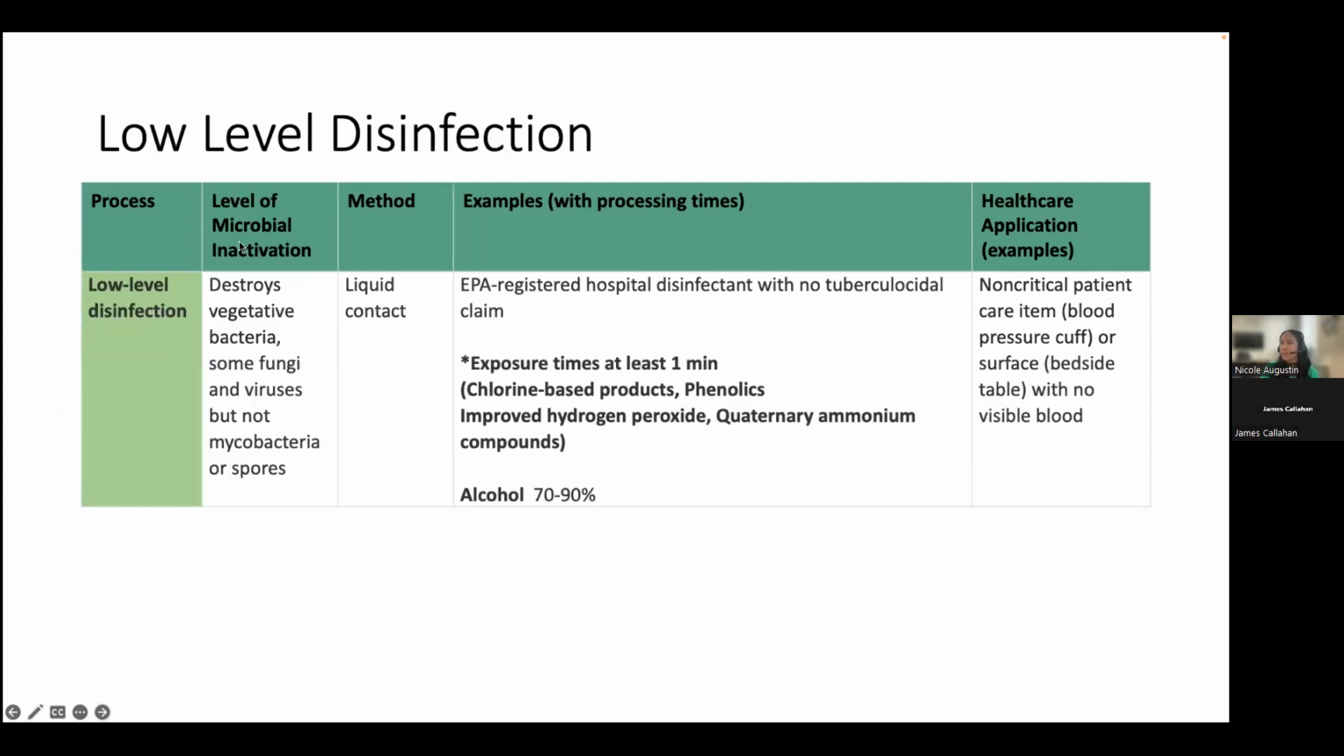Next one is low-level disinfection, and this is the lowest level. And again, it doesn't destroy mycobacteria or bacterial spores. Same thing, it has to be EPA registered, as well as the other products, by the way. Exposure times of at least 1 minute. This tends to be chlorine based, improved hydrogen peroxide, phenolics, quats, and alcohol of 70 to 90%. Again, it's for cleaning non-critical patient care items or surfaces with no visible blood.